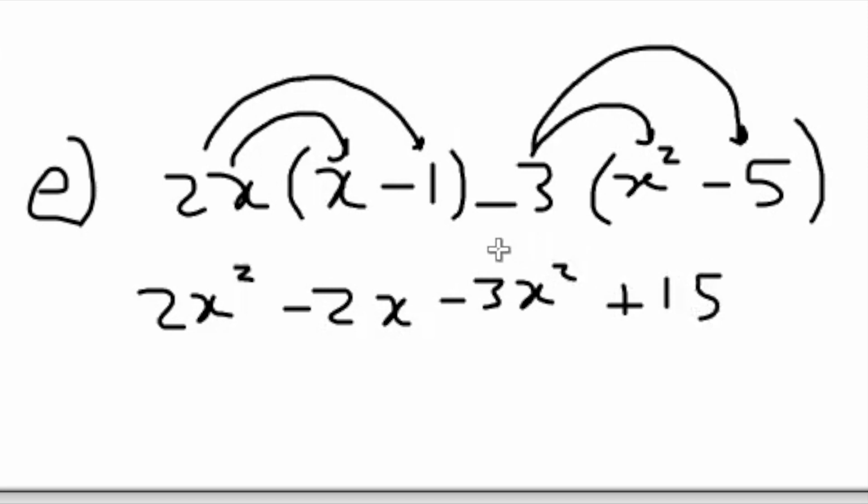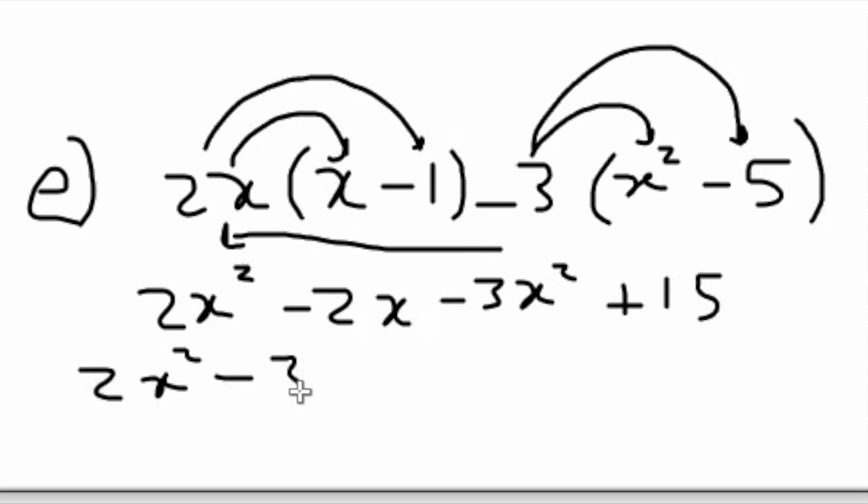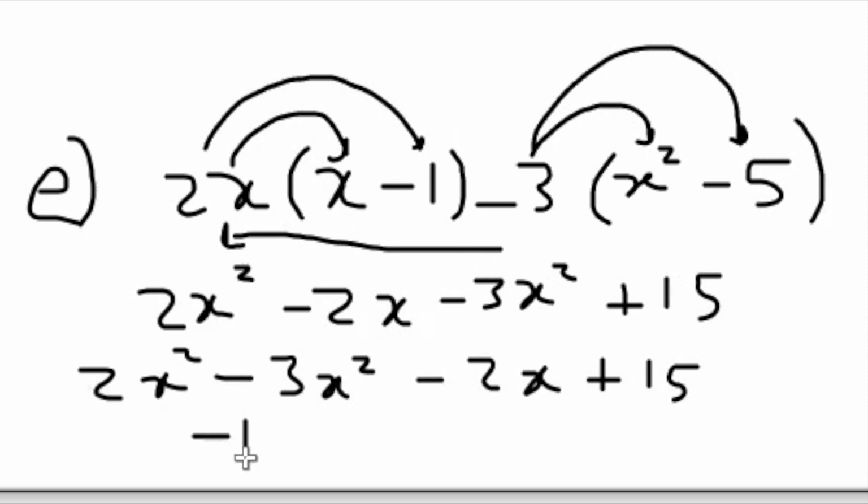So that's positive 15. Now we have some like terms, 2x squared and minus 3x squared are like terms. So I will group them together. So 2x squared minus 3x squared. And then I have minus 2x plus 15. Now, just as before when I was doing the numbers, 2 minus 3, that's negative 1. And then I'll have my x squared. So minus 2x plus 15. So just remember, you keep the sign of the bigger number, so subtract and keep the sign of the bigger number. So that's why we have a negative 1x squared.